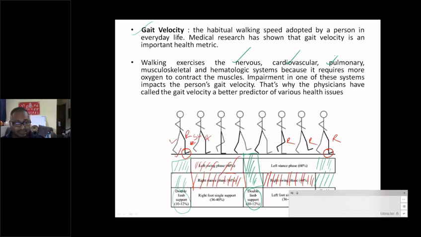So you can understand this is not ordinary, what I am talking about here. It is very much related to human health. The gait velocity is considered a parameter that involves the nervous system, cardiovascular, pulmonary. That means obviously this helps us to assess these systems. That's why for this study, I have considered human walking analysis for human health monitoring.